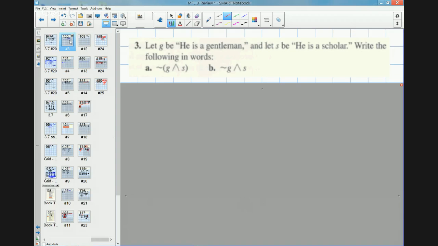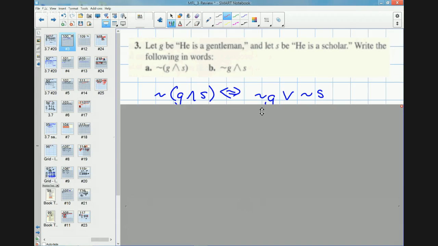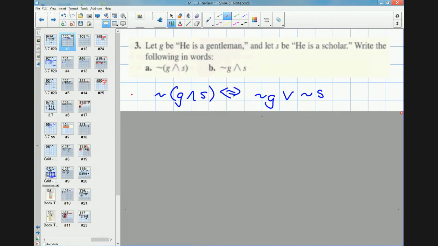Let G stand for he is a gentleman, and let S stand for he is a scholar. Write the following in words. Okay, so we have 2 parts here. By the way, the one thing I would not want you guys to do is say, it is not the case that he is a gentleman and a scholar. It's time to pull Mr. De Morgan out, guys. Do all of you remember? This is all about part A here.